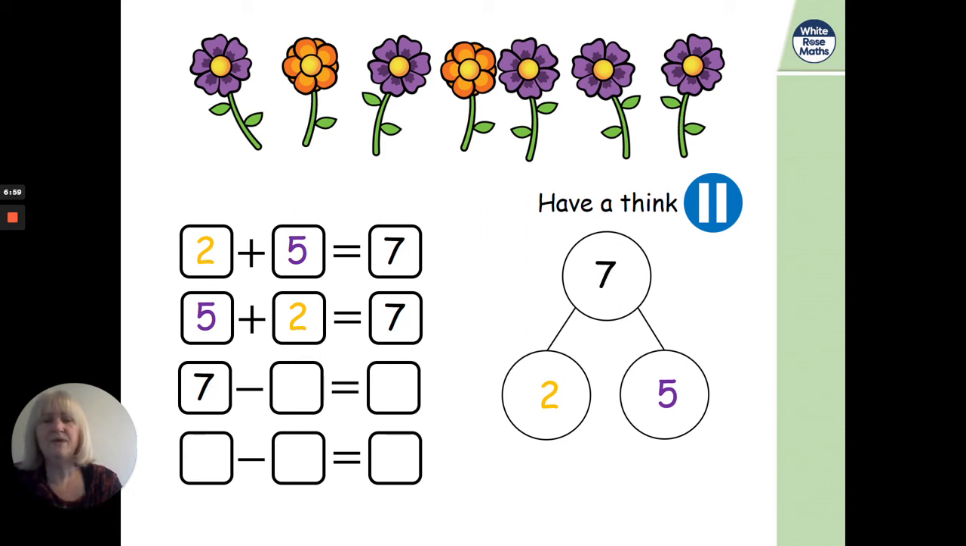Okay, and I'm going to take away the 5 first of all. So take away the 5 blue, and that will leave me with the 2 orange flowers. I could start with the 7 again. This time I could take away the 2 orange first, and then I would be left with the 5 blue.